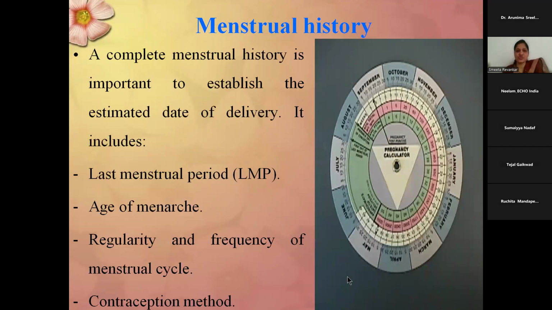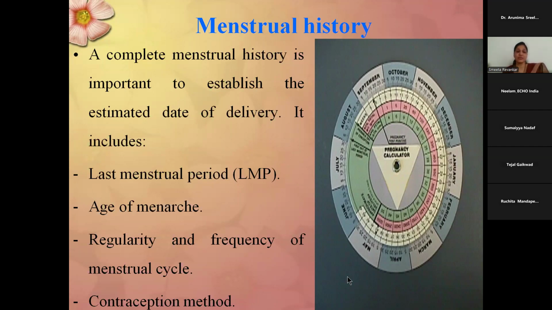Coming to the menstrual history. It is very important that in your history collection, you also collect the menstrual history. You have to ask her a complete menstrual history, which includes LMP. LMP is the first day of the last menstrual period, because with that we are going to calculate the EDD. Also the age of menarche, at which age her menses started, whether the menses is regular, and what is the frequency of the cycle. Whether it is 30 days, 28 days, or 40 days.